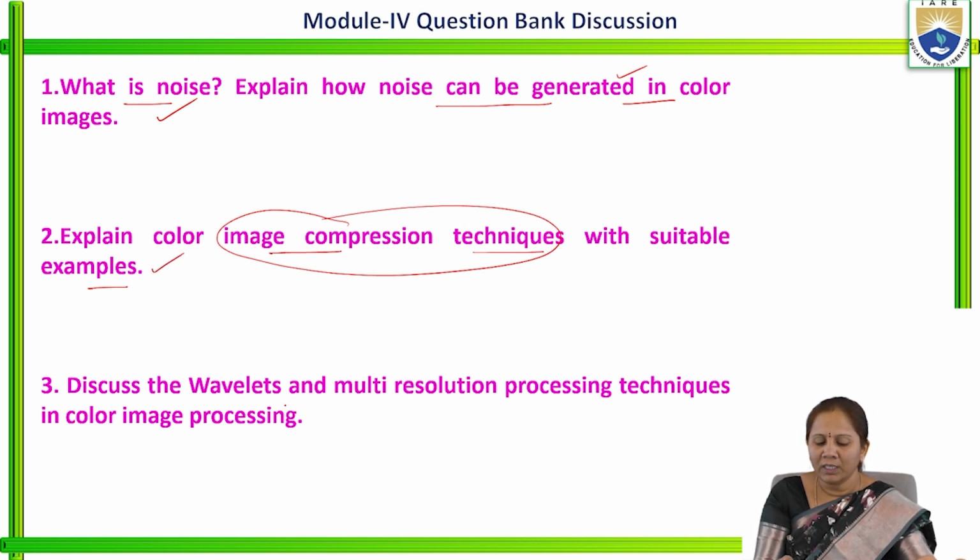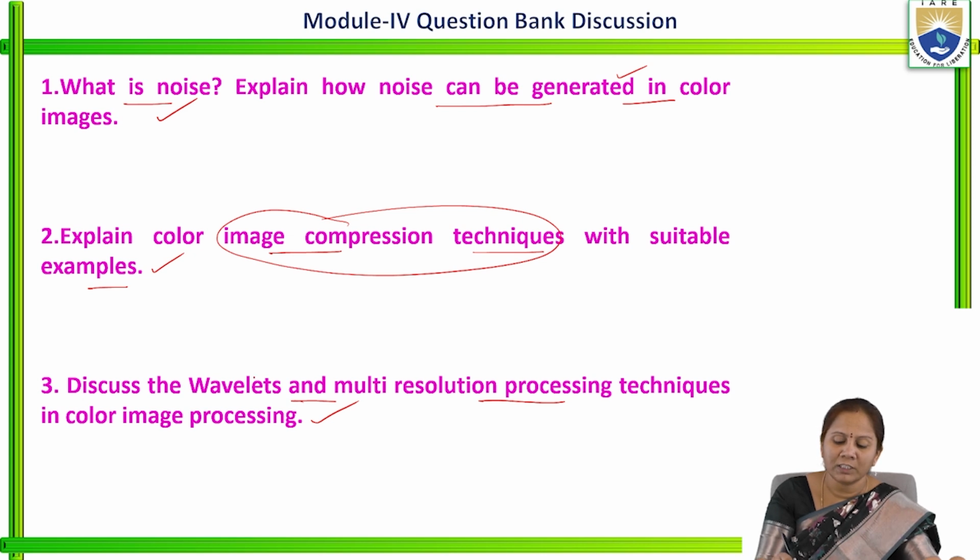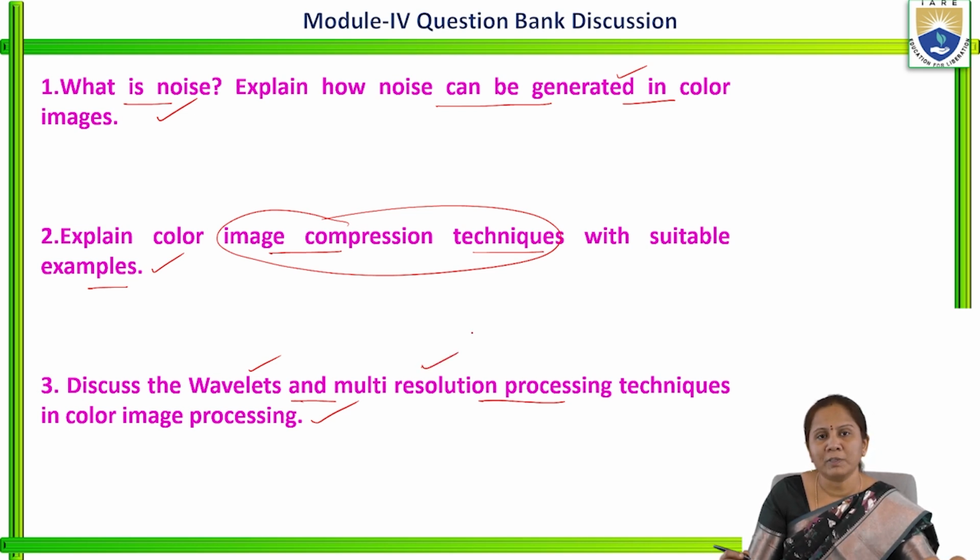And the third one is discuss wavelets and multi-resolution processing technique in color image processing. So here this question is related to wavelets. So we have to explain what is meant by wavelet. Previously, before using wavelets, what we used to use, what is the drawback in that, why we have come for wavelets, and how it is used for the purpose of multi-resolution.